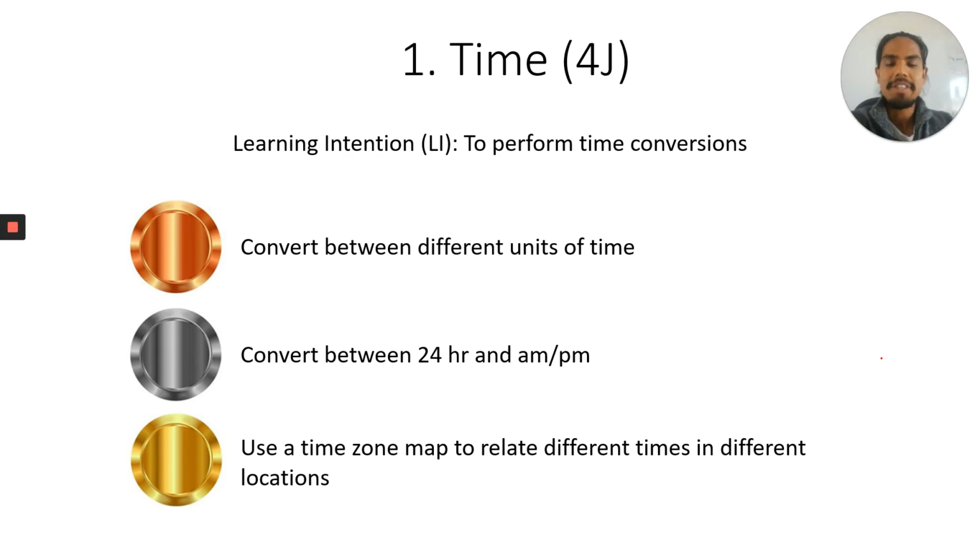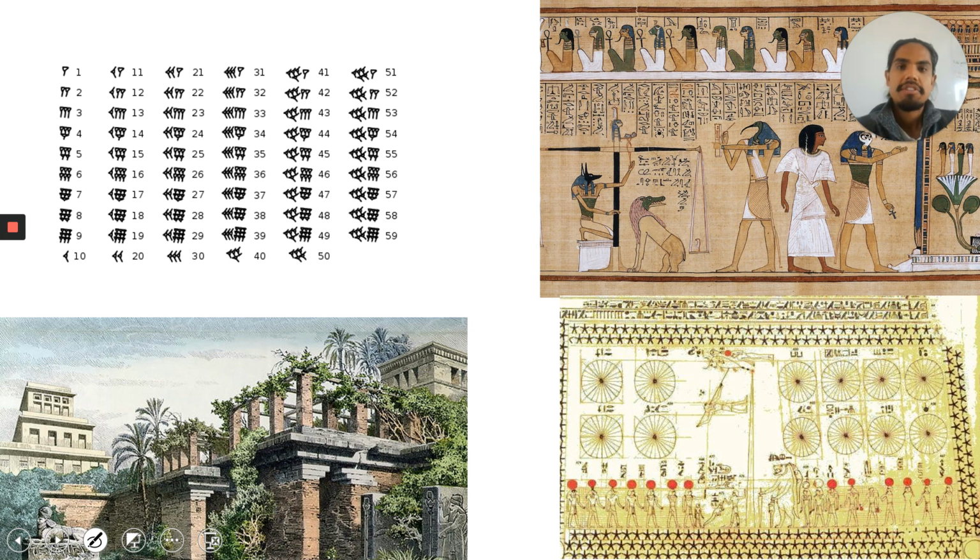In today's lesson, we're going to be looking at time and how to perform time conversions. So time conversions in our system are a little bit tricky because we inherit aspects from three different systems, right? We have 60 seconds in a minute and 60 minutes in an hour due to things we inherited from the ancient Babylonians. And we have 24 hours thanks to the ancient Egyptians.